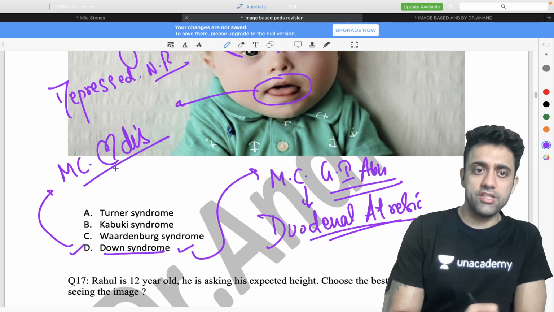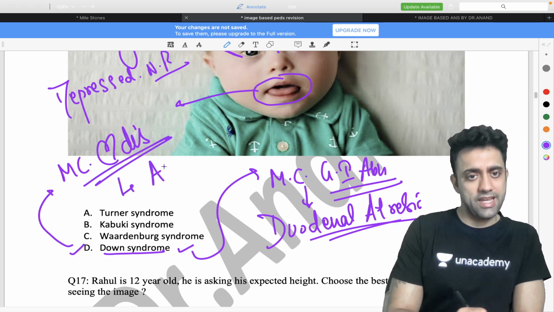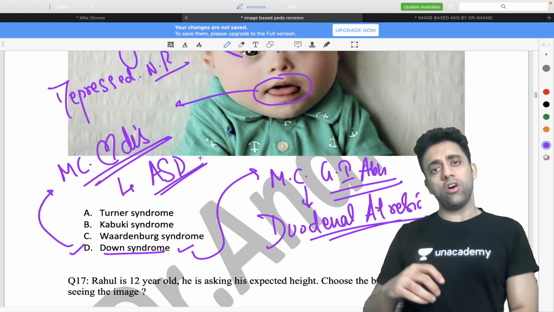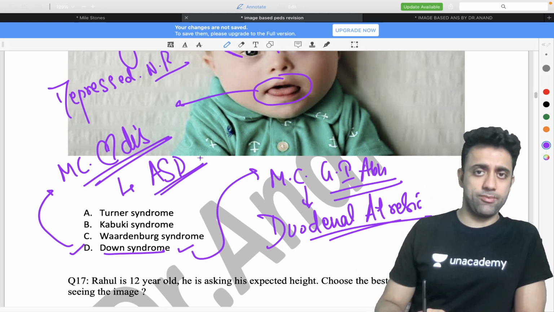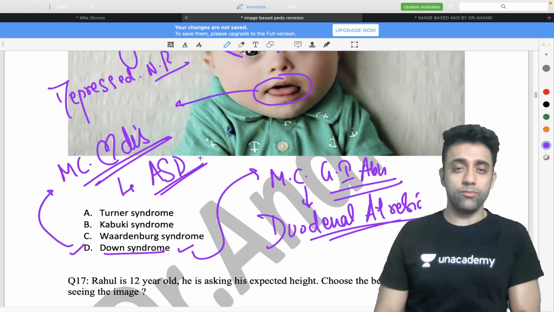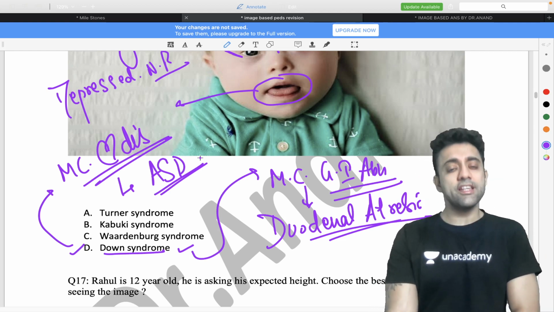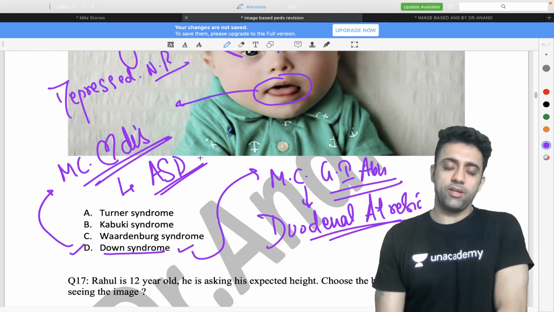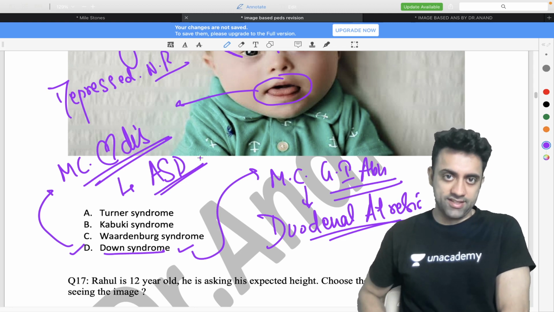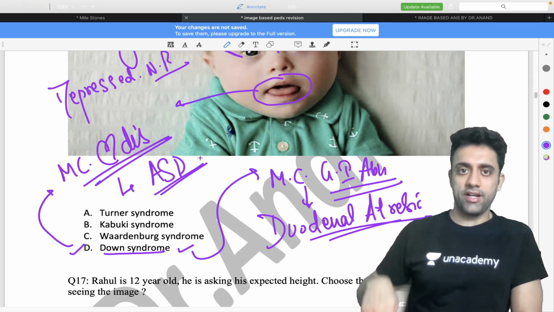The most common congenital heart disease in Down syndrome is ASD, atrial septal defect, or ostium primum type of atrial septal defect. And in some books, they have written the most specific congenital heart disease is endocardial cushion defect. The most common is ostium primum type of ASD, and most specific is endocardial cushion defect.